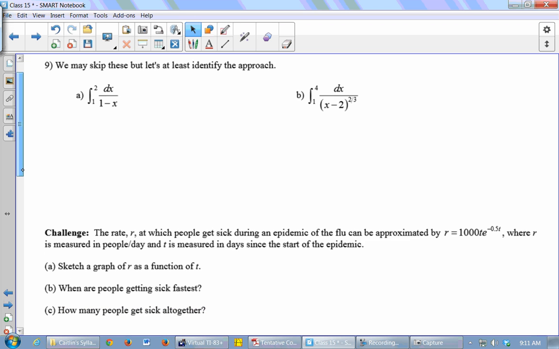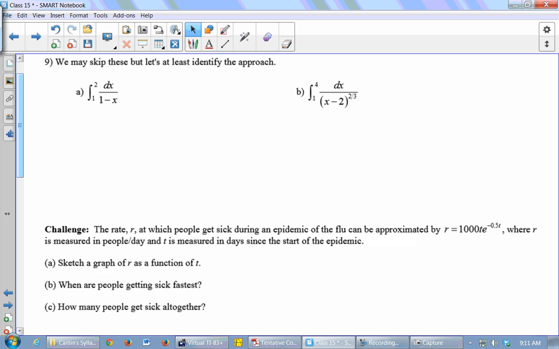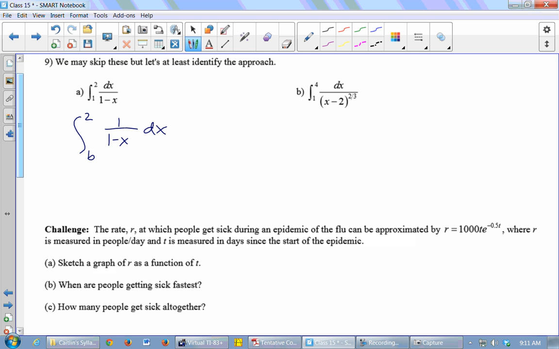Okay, so let's look at A here. The integral from 1 to 2 of 1 over 1 minus x dx. Where is the problem in the interval of integration? Where's the discontinuity? At 1, right? If I plug a 1 into that function, I get a 0 in the denominator. So I can't just use FTC, right? So I'm going to take instead the integral from b to 2 of 1 over 1 minus x dx. And then I'm going to do that.